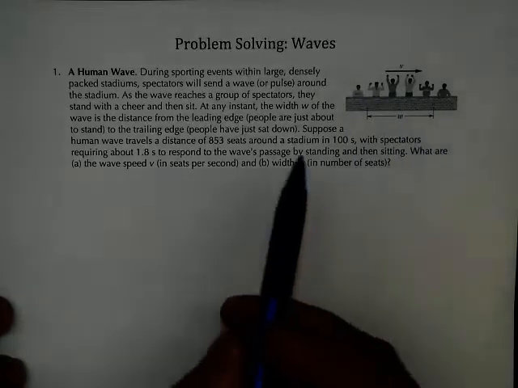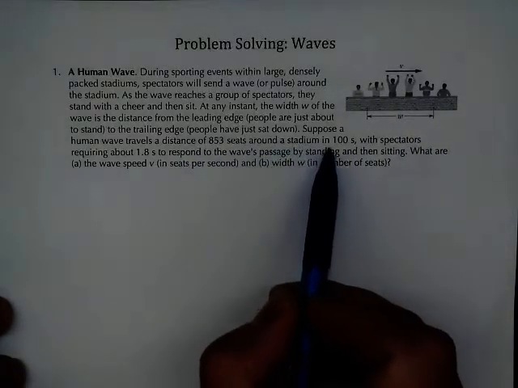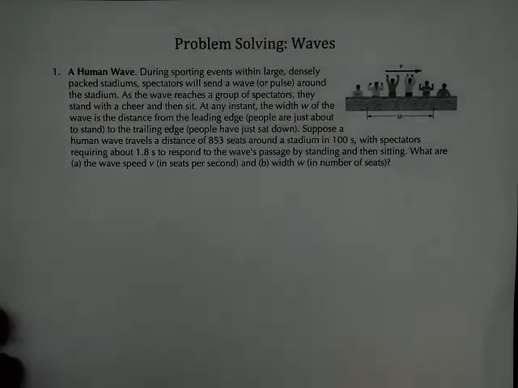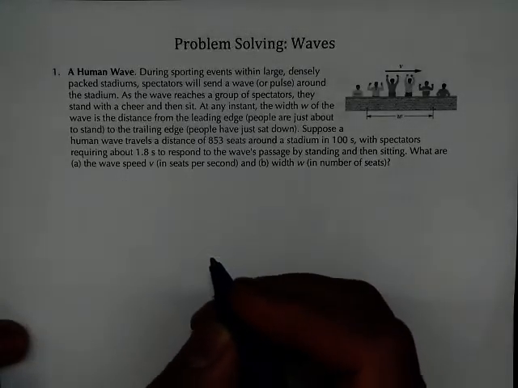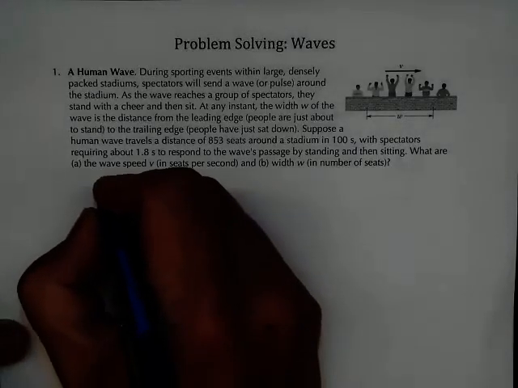Suppose a human wave travels a distance of 853 seats around a stadium in 100 seconds, with spectators requiring about 1.8 seconds to respond to the wave's passage by standing and then sitting. So what are the wave speed V and the wave width W, one in seats per second and the other in number of seats?